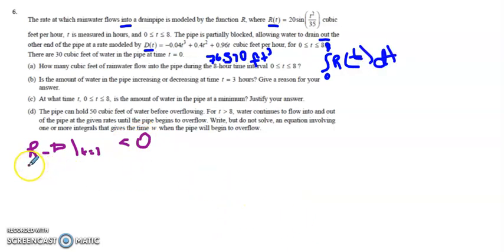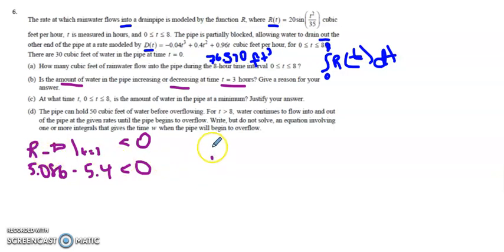Now I would go ahead and write down what they are. We have 5.086 minus 5.4. That is negative. And so you're going to have to write that the amount of water in the pipe is decreasing at time equals 3 hours because R minus D is less than 0.